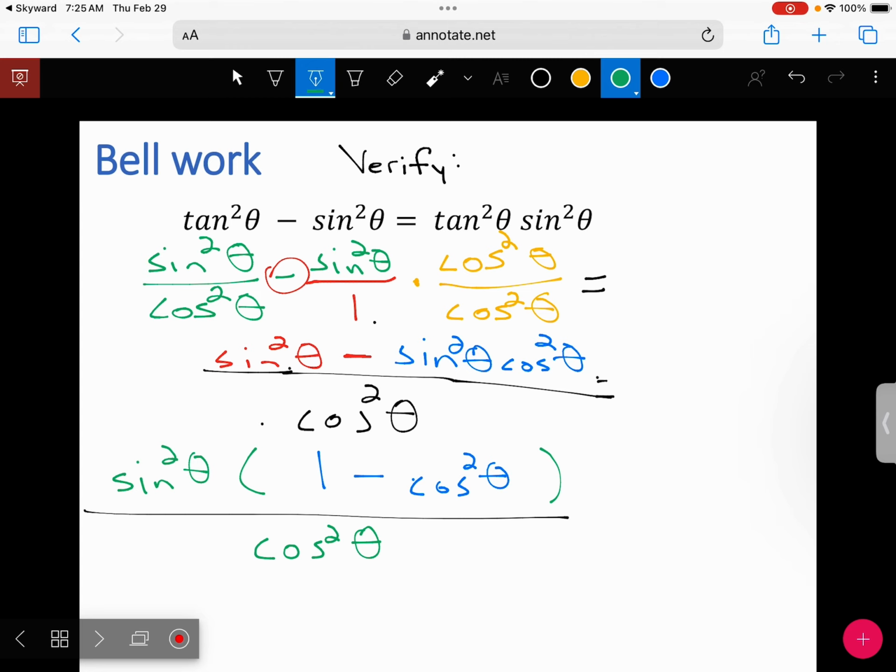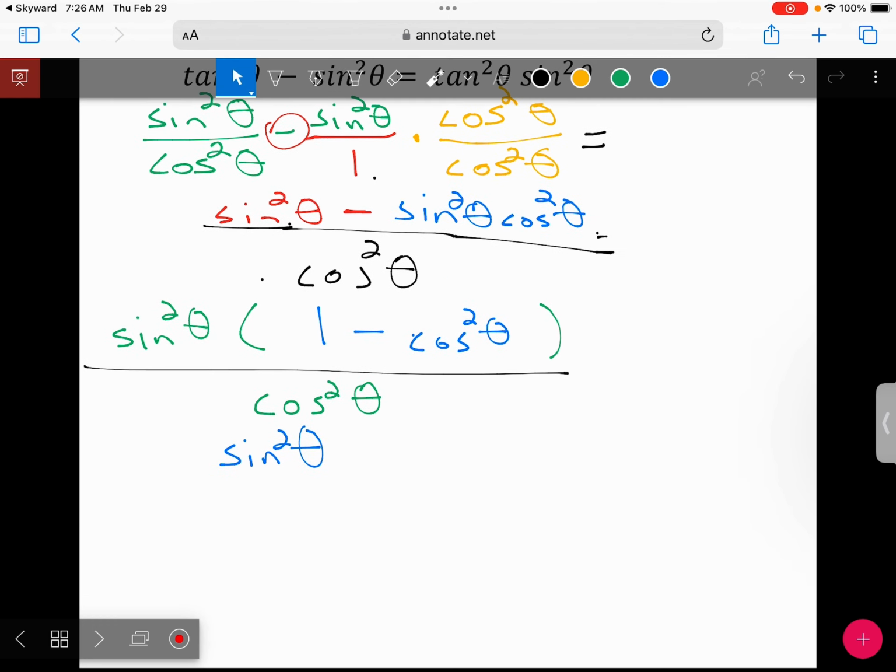So yeah, the identity is what I wrote in blue. 1 minus cosine squared. What's 1 minus cosine squared? Sine squared, exactly. So now we have sine squared theta. Give myself some more room. Sine squared theta times sine squared theta all over cosine theta.